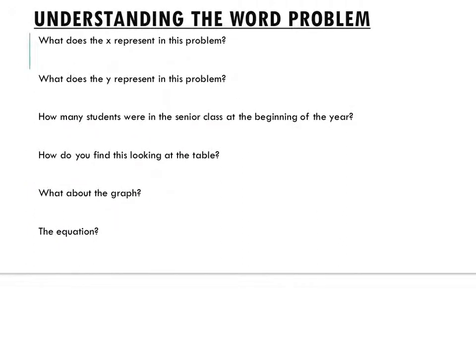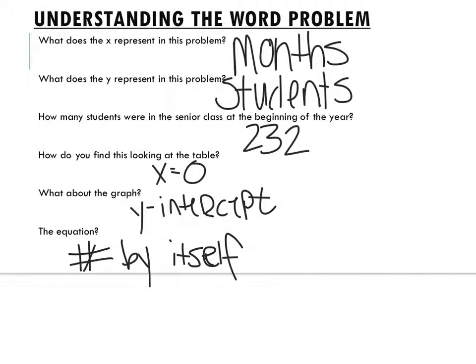Take a minute, see if you can come up with these answers, and then start playing the video again and see if you got them right. So pause right now. Okay, how'd you do? Months, students, 232, where x is 0, the y-intercept, and the number that's by itself. If you didn't get those, discuss them as a class, see what went wrong, make sure we're all on the same page.